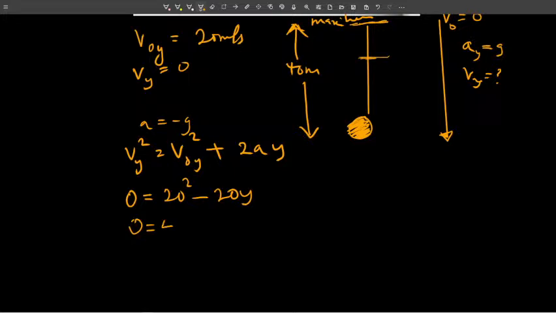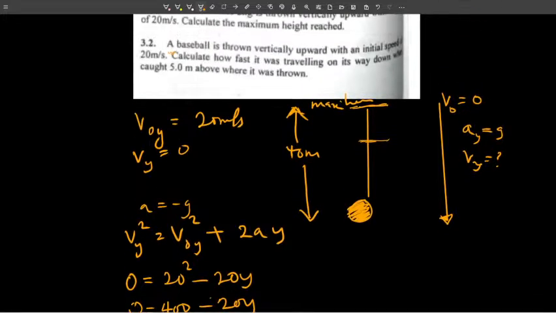So 0 will be equal to 400 minus 20y. Isn't it? So when you bring this over here, you have 20y equals 400. 0 cancels 0. So we're going to have y equals what now? y equals 20 meters. So my distance here is 20 meters. All right, thank you for seeing that.